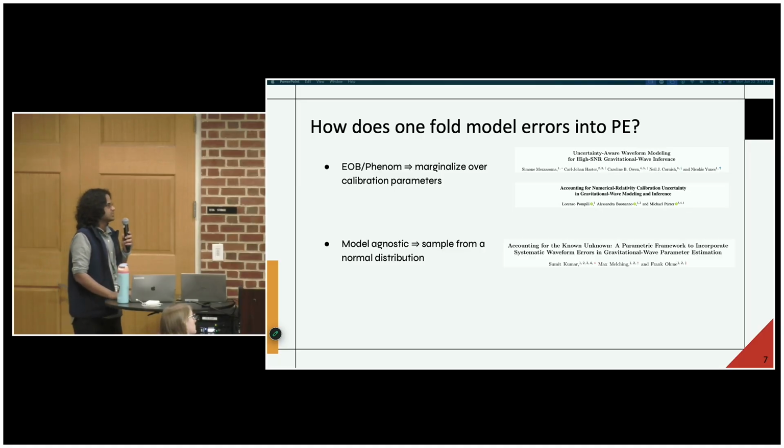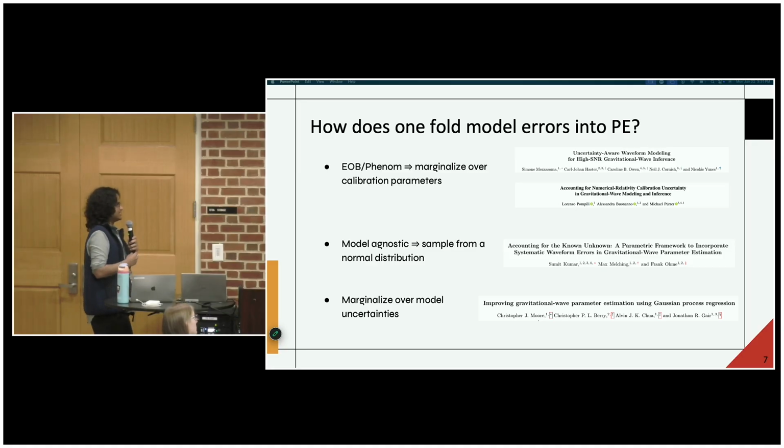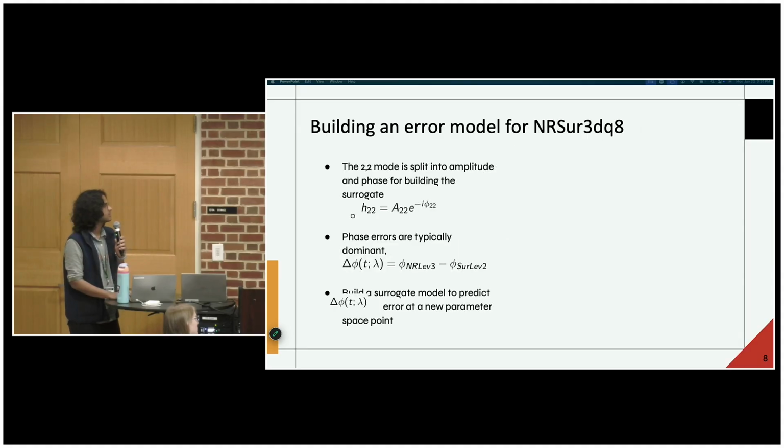Another way to do this is to have a model agnostic error setup where you essentially sample from a normal distribution for your phase and amplitude errors. Then, with the sampled values, you just put that into your waveform model and then do your data analysis. The one that was most applicable for our case is to come up with some estimates of what the model errors might actually be, and then use that to inform how much statistical bias we're missing out on by not including these errors while doing data analysis.